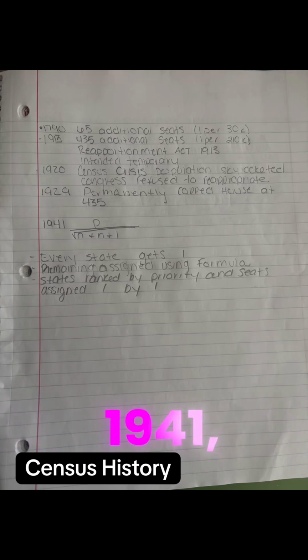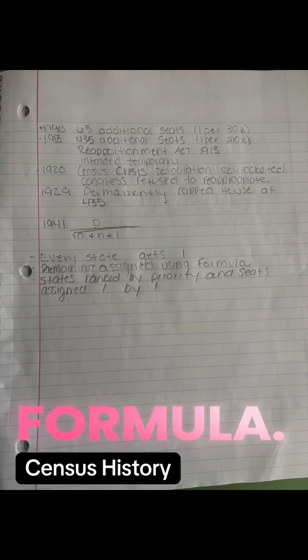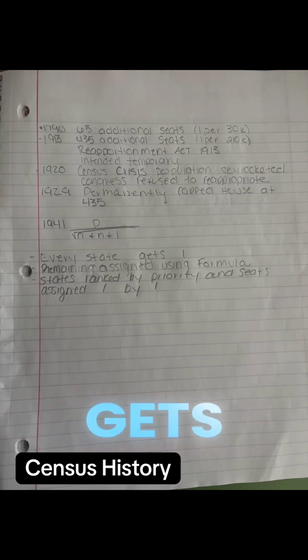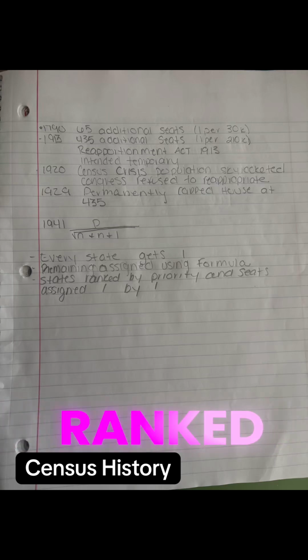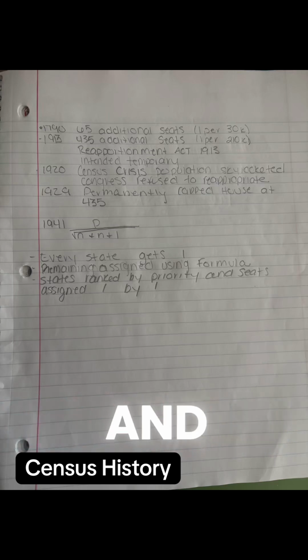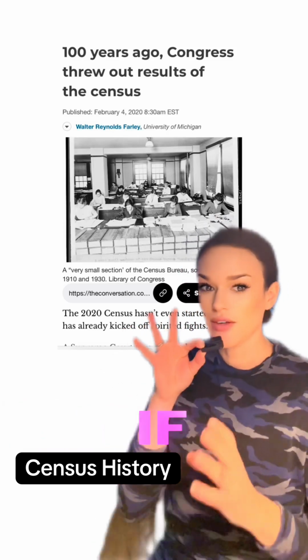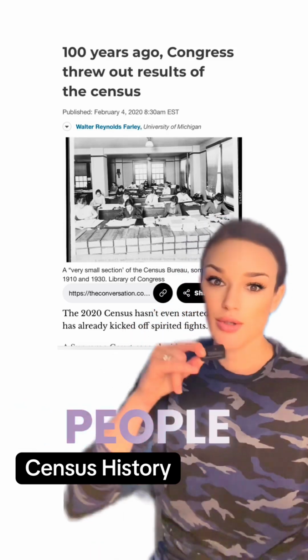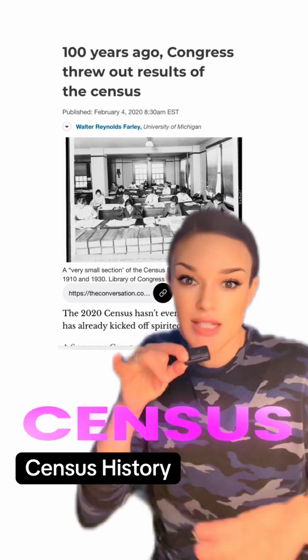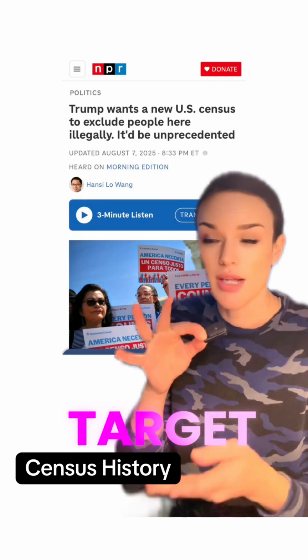By 1941, we would start using this formula. How it works is that every state gets one, and the remaining are assigned using the formula. States are ranked in order of priority, and then the seats are assigned one by one based on the priorities. We can look at a historical pattern here of seeing that if Congress does not want certain people to vote, they will just use the census as a tool to diminish their representation. And now the target is immigrants.